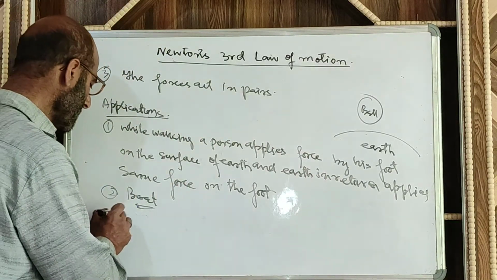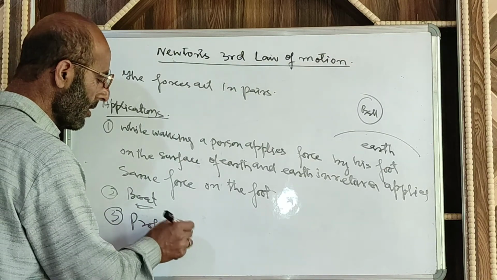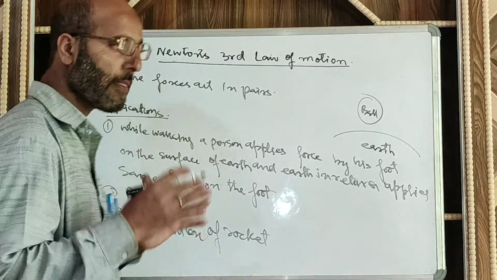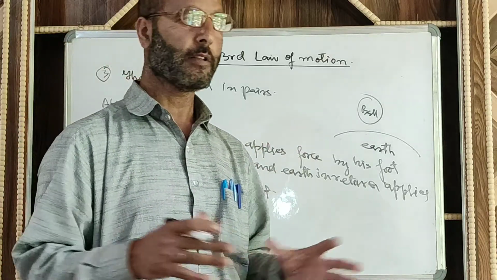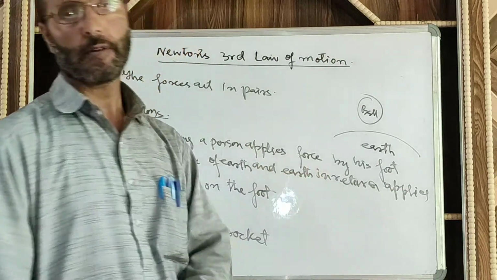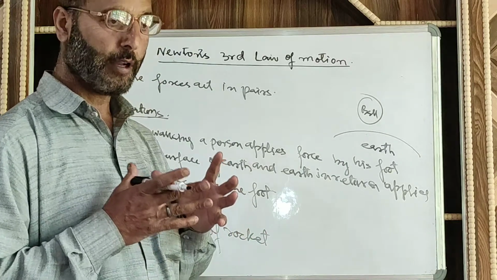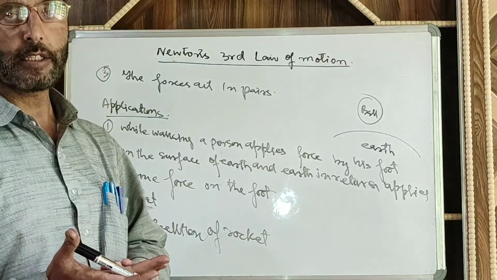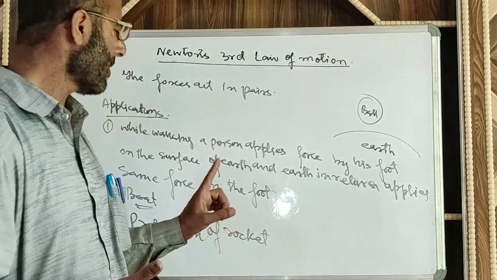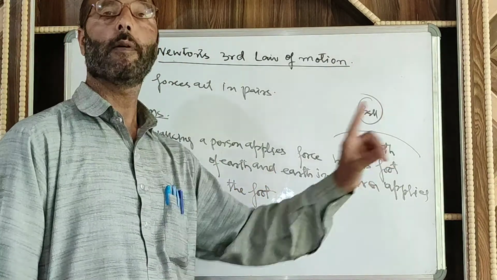Same is the propulsion of a rocket. When the rocket is filled with fuel, once the fuel is ignited, the smoke gets out from the rocket at a very high force. But due to this action, the rocket is pushed in the forward direction. So action and reaction are equal and opposite, and in this way the rocket moves in the forward direction.